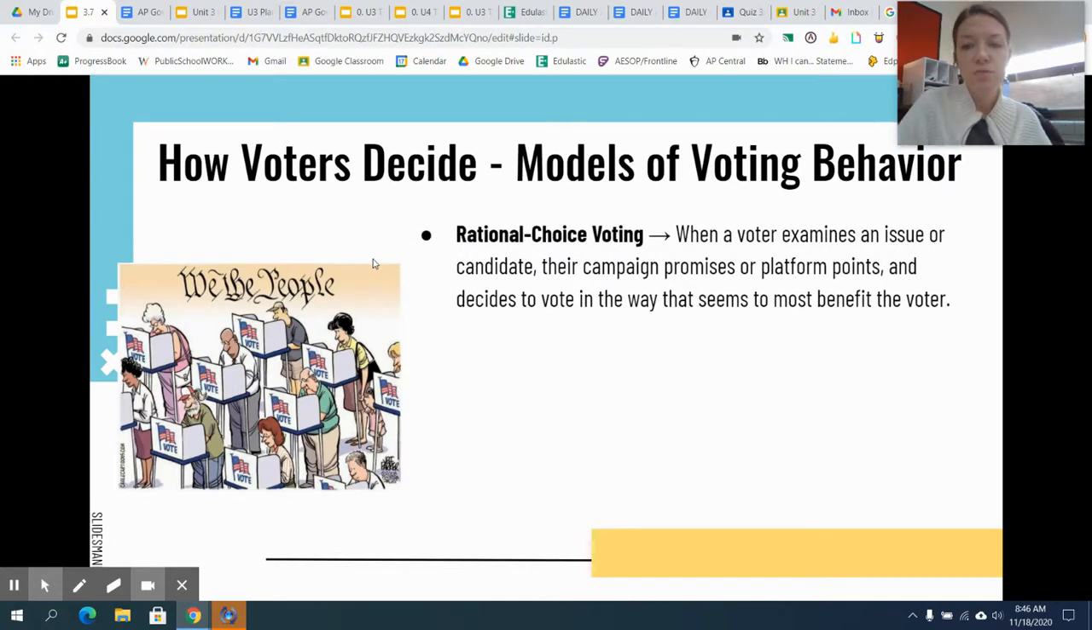Rational choice voting is when a voter examines an issue or a candidate, their campaign promises, their platform points, and they decide to vote in the way that seems to most benefit them. And this can be seen as selfish, but really it's the rational choice. You are doing what you believe is best. Now, this could be different from voter to voter. In fact, it does vary from voter to voter, right?